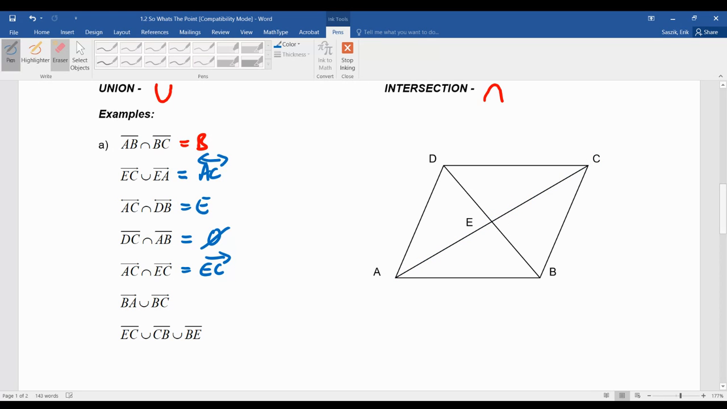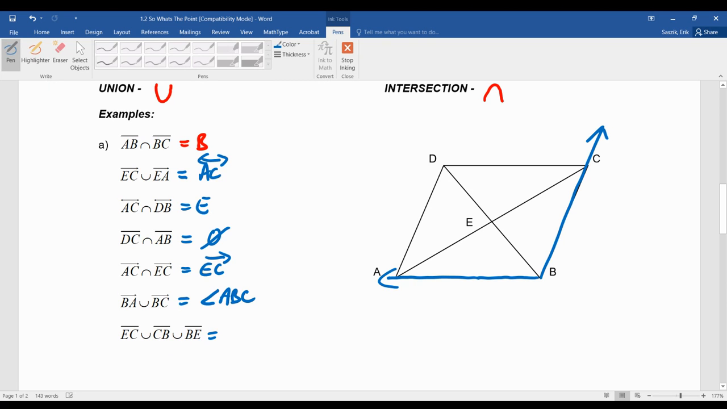This next one is union, ray BA, and it says ray, so it goes forever. And ray BC. Now the union would be angle ABC. That's the angle symbol. I could have called it angle CBA just as well, but the B has to be in the middle. Remember, that's the union. It's kind of like the opposite of that first one we did. The intersection would have just been point B.